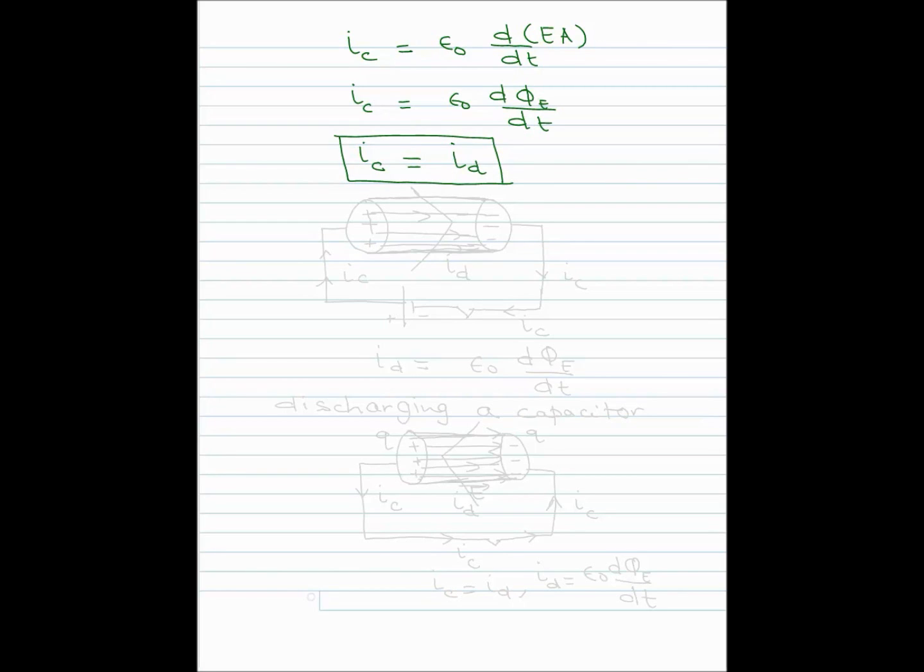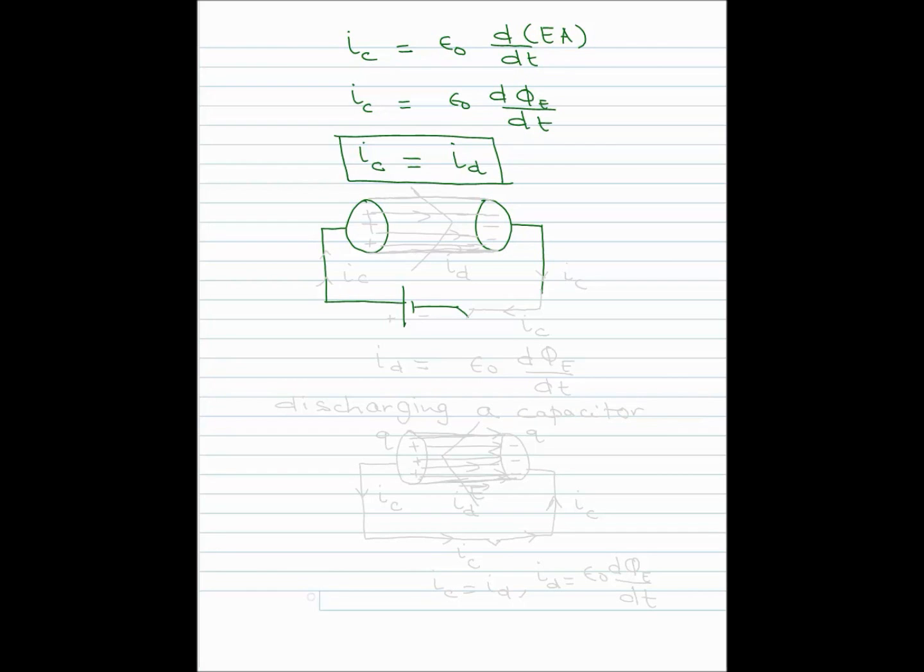So it's as though when you're charging the capacitor, you have a displacement current that is equal to the conduction current that is flowing in the wire, and the displacement current is actually flowing between the plates of the capacitor. Of course, displacement current is a fictitious current. So it's really epsilon 0 d phi E over dt, but it has the unit of real current.